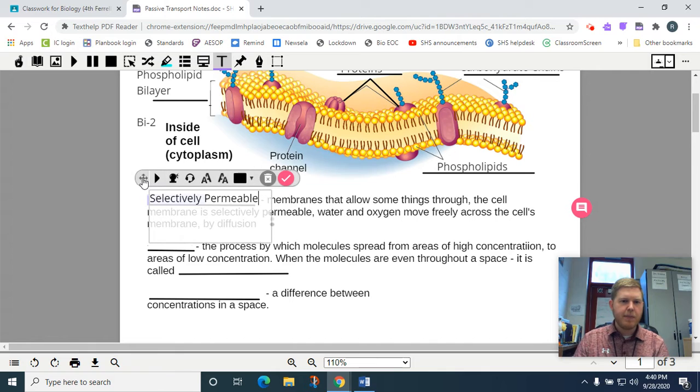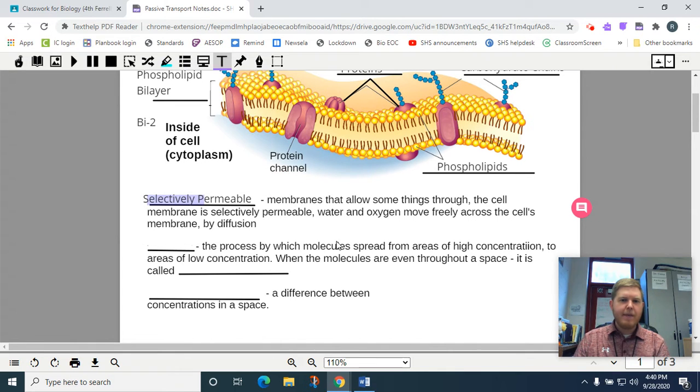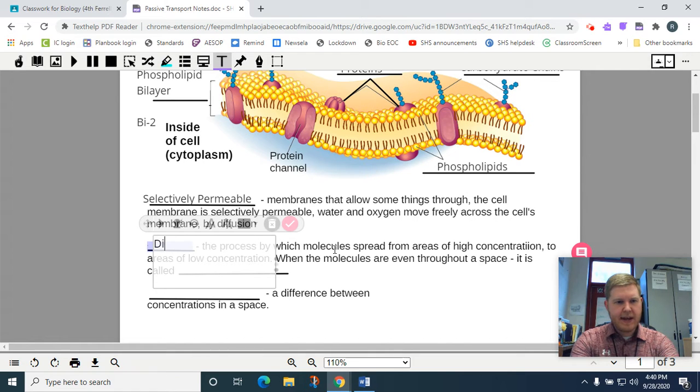It's selectively permeable. So what that means is it allows some things to go through and other things not as much. So the cell membrane chooses what can come in and what can come out. Okay. Now, one thing that we have is something called diffusion.